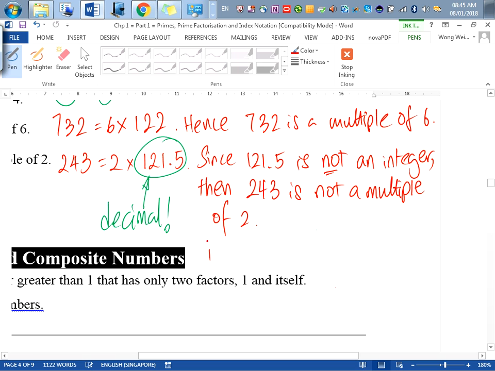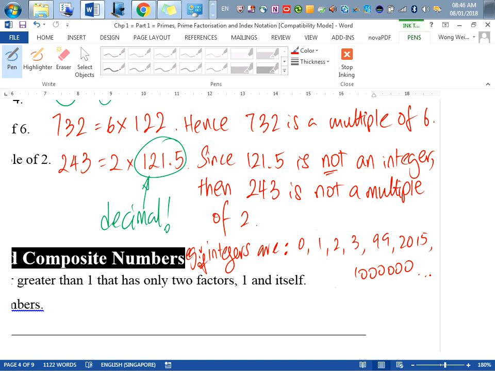Okay, examples of integers are 0, 1, 2, 3, 99, 2015, 1 million, so on and so forth. Okay? All these numbers. But why is it that I want to call this an integer and not a whole number? Because I also have negative integers. For example, negative 5, negative 99, negative 100, so on and so forth.